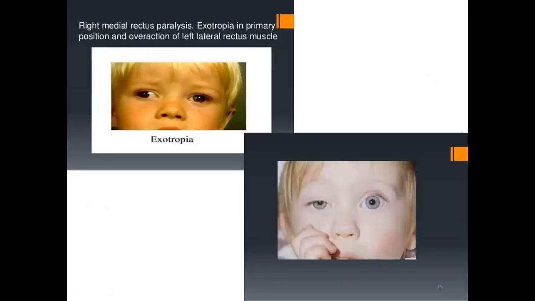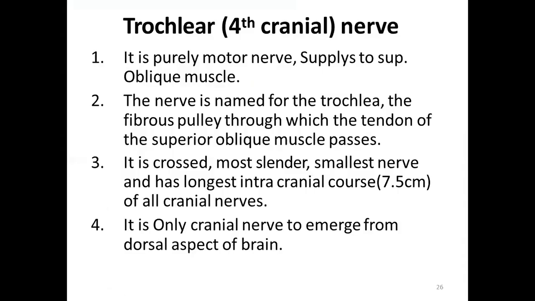Exotropia is a condition. And the trochlear nerve is a purely motor nerve, supplying only the superior oblique muscle. The nerve is named for the trochlea, the fibrous pulley through which the tendon of the superior oblique muscle passes. It is the most slender, smallest nerve and has the longest intracranial course, 7.5 centimeters, of all cranial nerves. It is the only cranial nerve to emerge from the dorsal aspect of the brain.